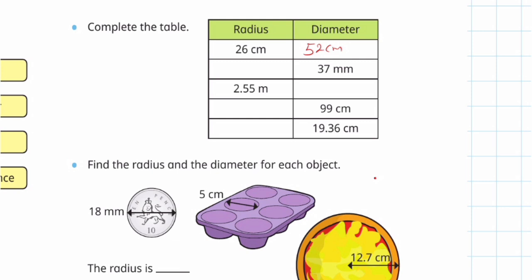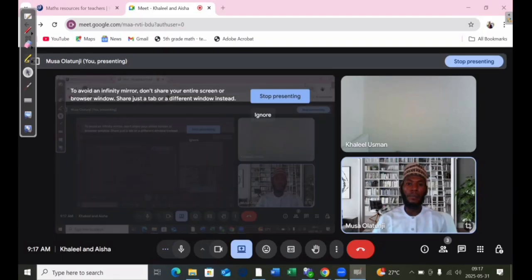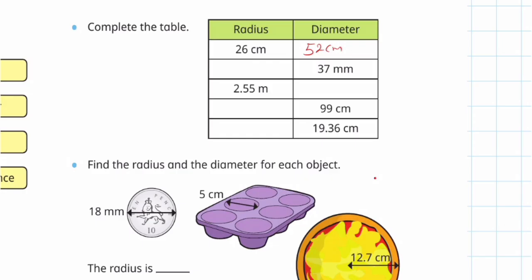You would have to do 37 divided by 2. Which is what? 18.5 millimeters. Half of 37 is 18.5. Now 2.55 meters. What is the corresponding diameter of a radius of 2.55 meters?